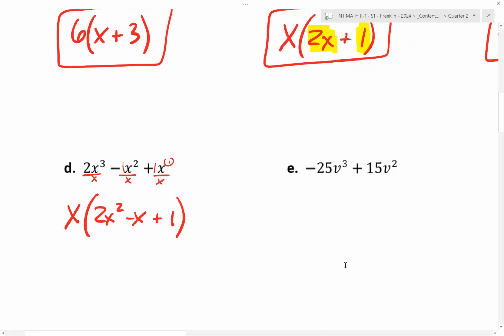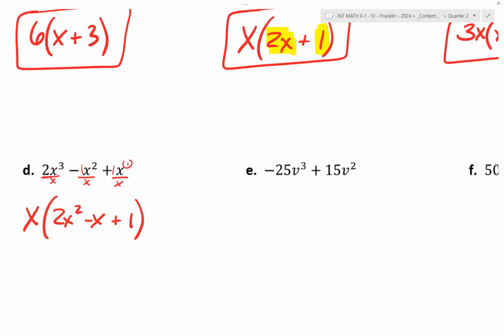Now for example E, something to notice here is our leading coefficient, the first coefficient in our standard form polynomial, is negative. So we want to include a negative in the GCF just so our leading coefficient ends up being positive.